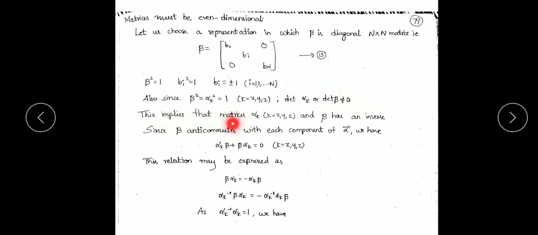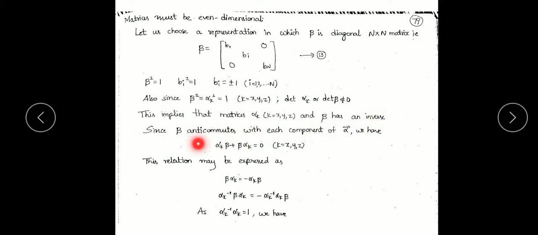So this implies that the matrices alpha k, where k is x, y, z, and beta have an inverse. An inverse of a matrix exists only when the determinant is not equal to 0, because we know from the formula that A inverse is nothing but 1 by determinant of A into adjoint of A. That means the adjoint of a matrix must be divided by its determinant. If the determinant is 0, we can't divide it; it is an undetermined condition. So as the determinants of alpha k and beta are not equal to 0, alpha k and beta must definitely have inverses from the properties of matrices.